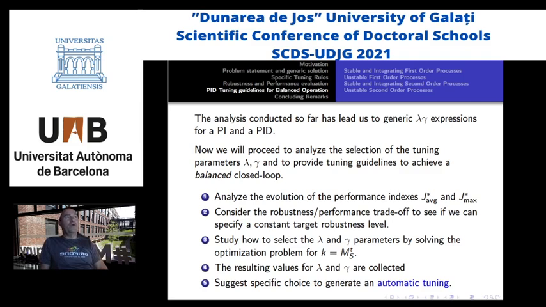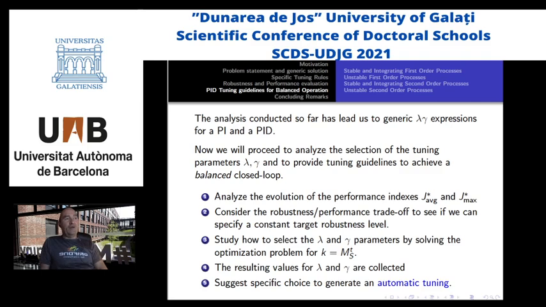Okay, we got to the first part of the presentation: generic expressions for PI and PID tuning rules in terms of lambda and gamma. How can we provide a selection for lambda and gamma? First of all, once we have the level of robustness that we are interested in, we should analyze the evolution of the performance indexes, the J average and the J max. Then we will look at the trends of these indexes and see where the trade-off really is. You will understand this better when we show it graphically.